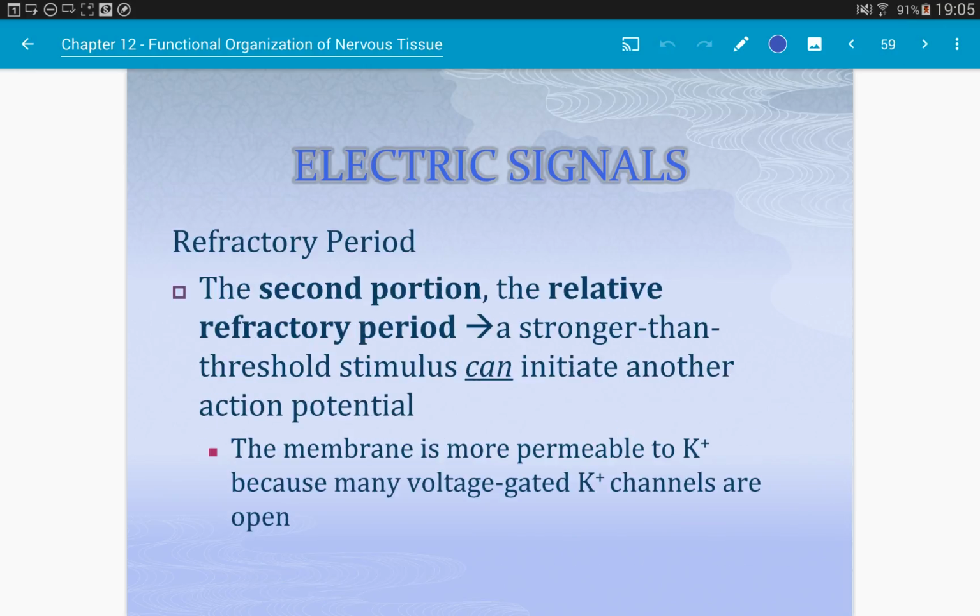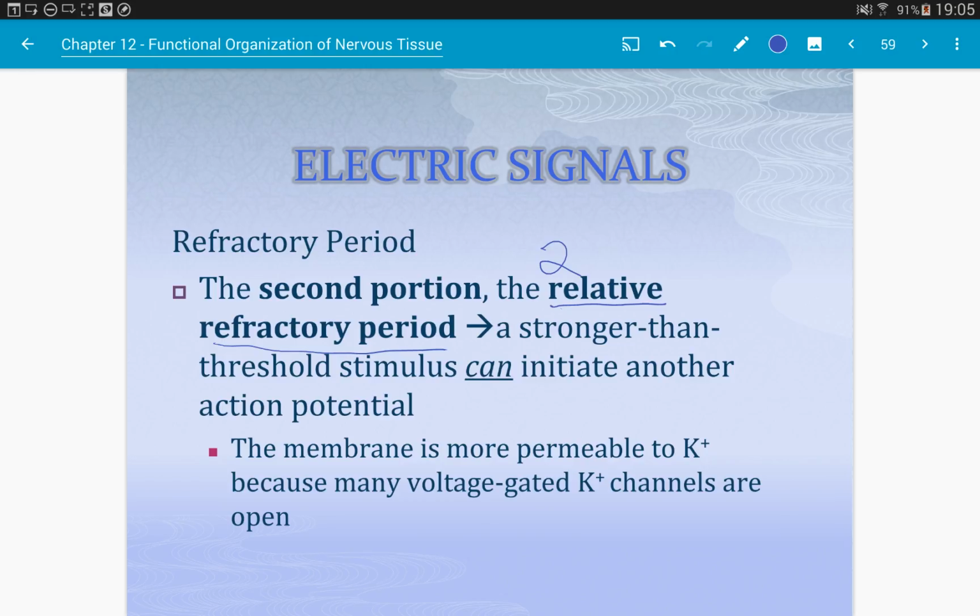Okay? So the second part of the refractory period, so what did we call the first part? What's number 1? Absolute refractory. Okay, just forget that. Absolute refractory period. And then number 2, we call that a relative refractory period. And so absolute means nothing can happen at all.